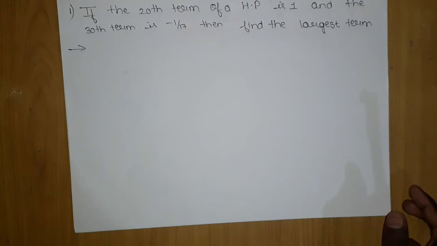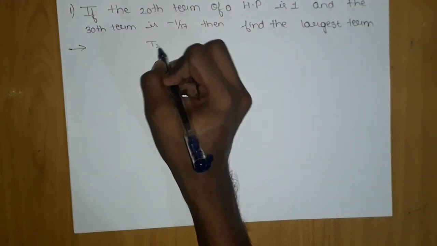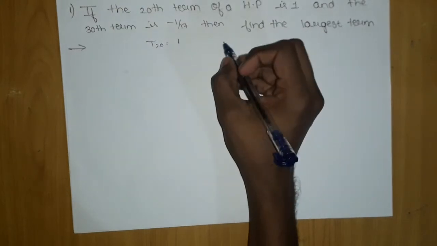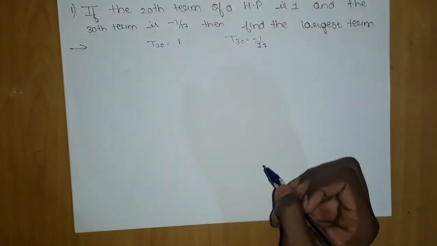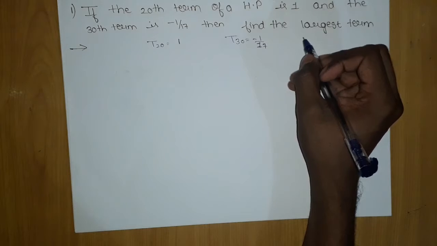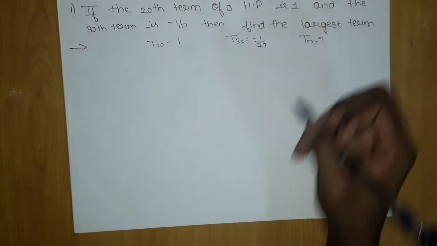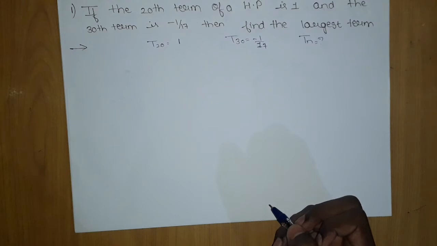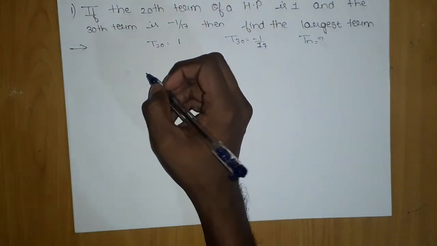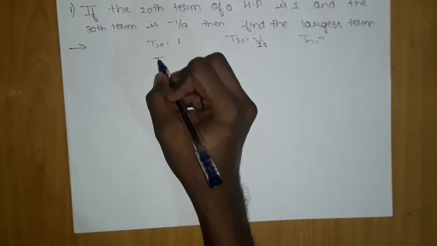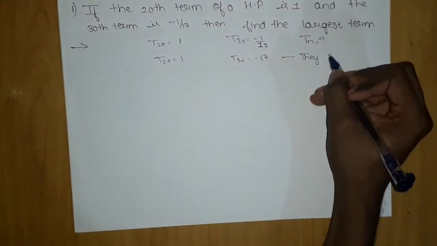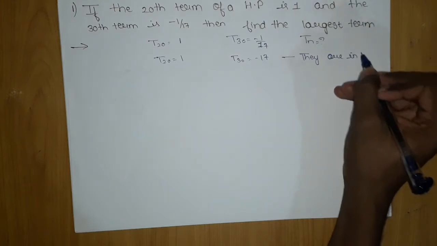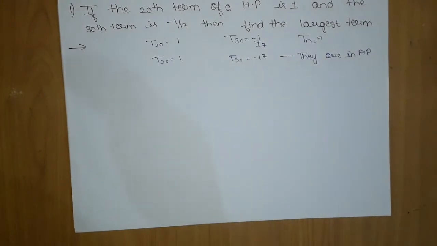If the 20th term of the HP is 1, so I can take T20 as 1, and T30 is minus 1 by 17, then find the largest term. We won't find the largest term directly. If I get the Tn, then I can analyze the largest term. I don't know about the HP, so I will just convert this. T20 will be 1 only in AP, T30 will be minus 17. Now they are in AP. Just write this one time, because you will make a mistake. It will keep you aware that you need to invert the terms finally.